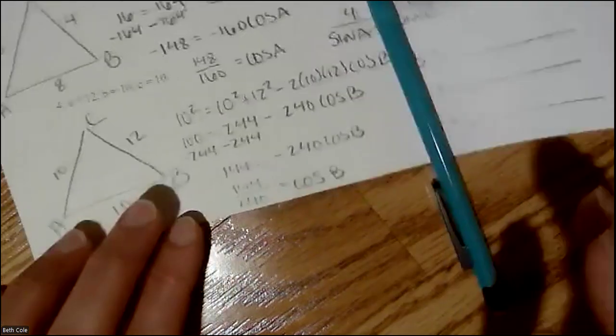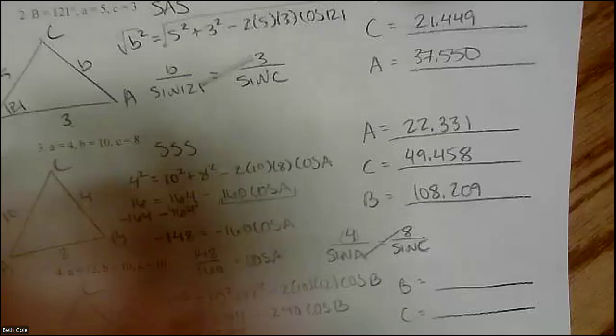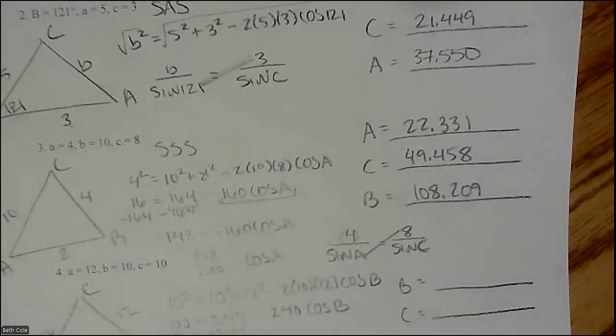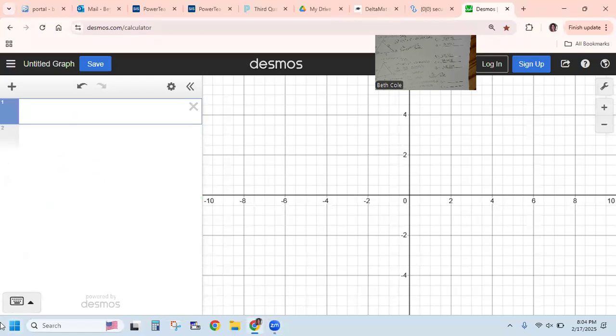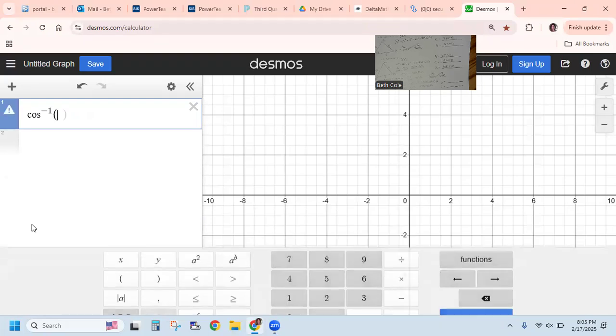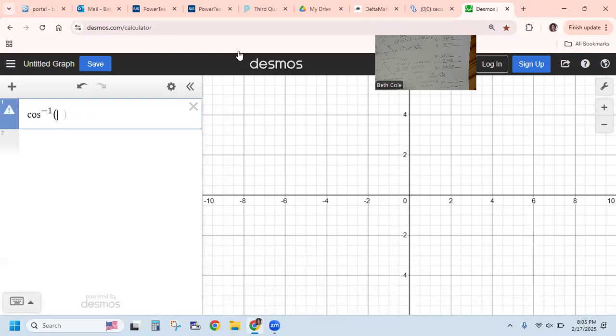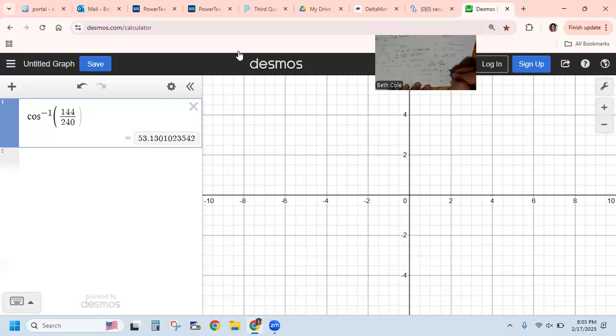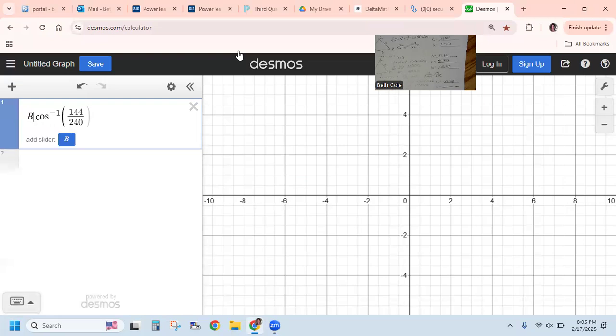Cosine B. The way I'm going to type that, I'm trying to anchor this, but the paper is not going to stay there. It's going to just fall. So we're going to type cosine inverse. Let me get rid of all this. I just always like to start fresh. I know I could change the stuff that's there, just alter it a little, but I like to just start all over. 144 over 240. So that is 53.130. I'm going to go ahead and store that as B.